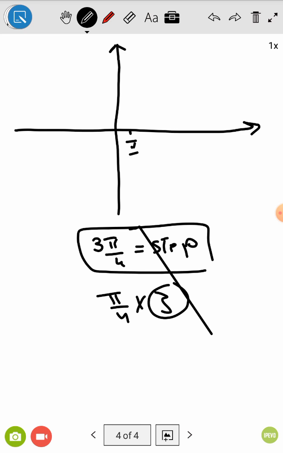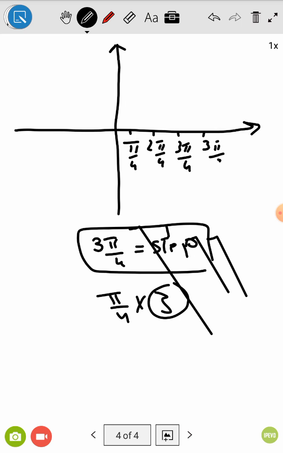Secondly, the board is better. Pi out of 4. Then 2 pi out of 4. It means pi out of 2. Then 3 pi out of 4. So if you noticed, I'm adding pi out of 4. And then finally 3 pi out of 2. The distance is 3 pi out of 4 between each 2 points.